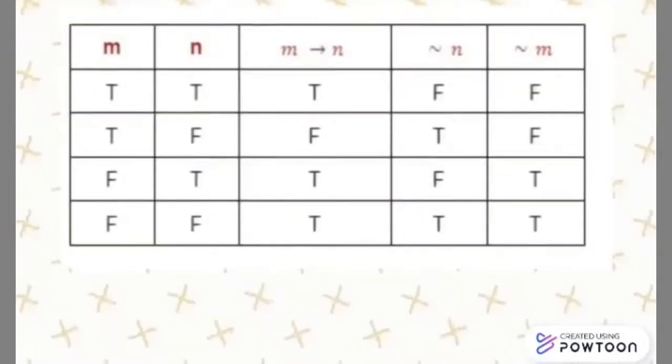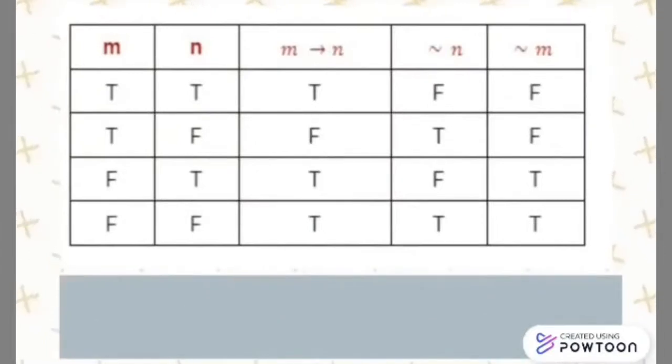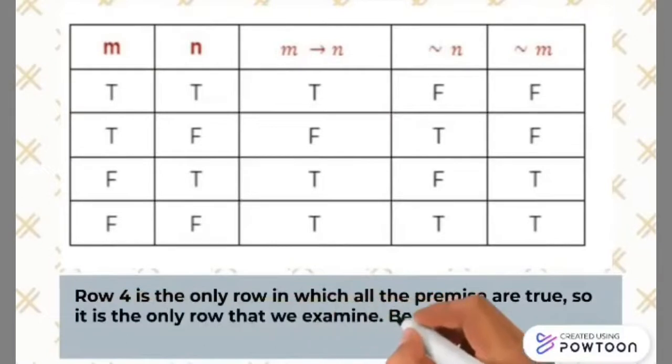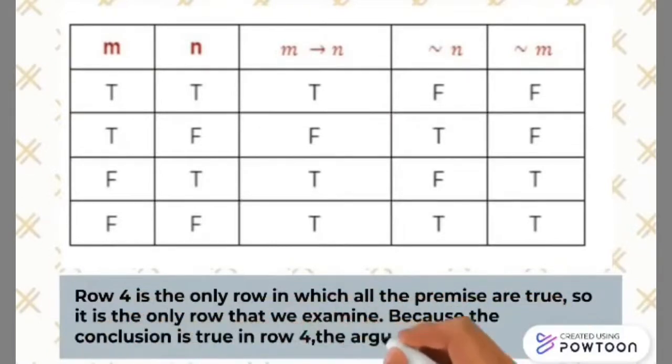The truth table shows the validity of the argument. Row 4 is the only row in which all the premises are true, so it is the only row that we examine. Because the conclusion is true in row 4, the argument is valid.